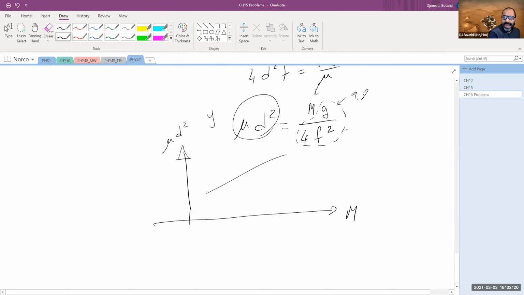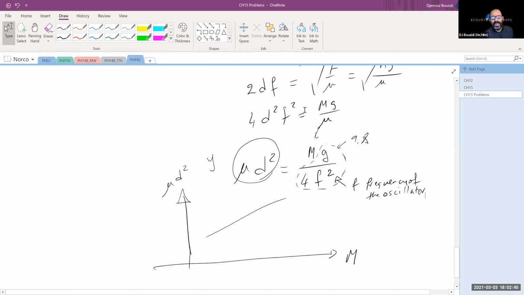G is 9.8. F is the frequency of that vibrator, of that oscillator, because it doesn't change. It's true for all of them, it's the same thing. So it's being controlled by the oscillator. So you cannot change that, and 4 is constant. So this should be that, okay? Does this make sense? Do you guys understand how we arrive at this expression here?